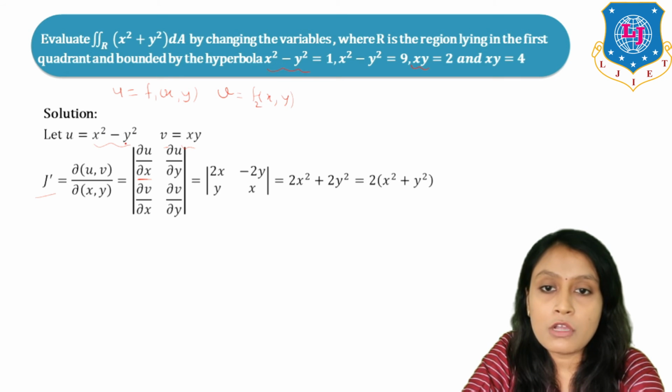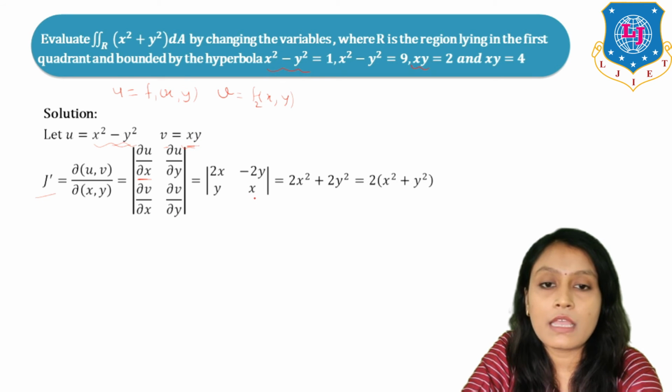Firstly we will take the derivative of u with respect to x, and we will keep y constant. So from this you will get 2x. Next, we will find the derivative of u with respect to y, keeping x as a constant. So again from this you will get minus 2y. Next, we will find the derivative of v with respect to x, keeping y as a constant. So you will get here the answer y, and then the derivative of v with respect to y, keeping x as a constant.